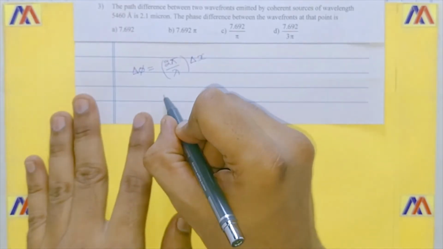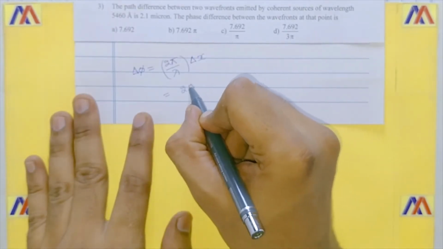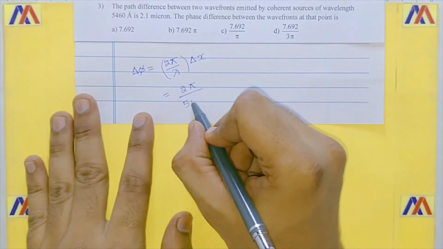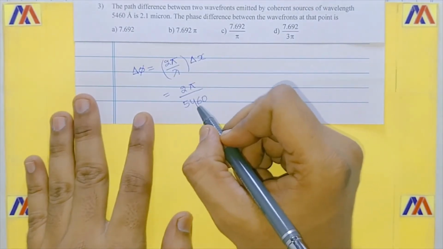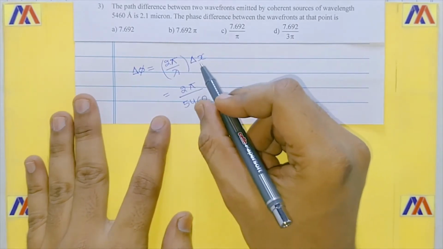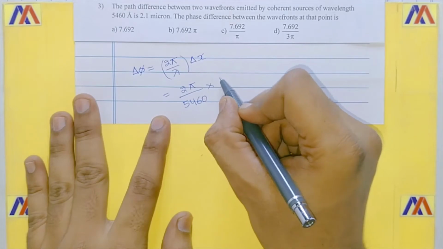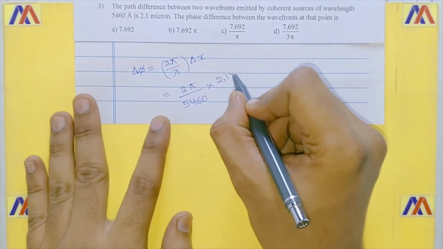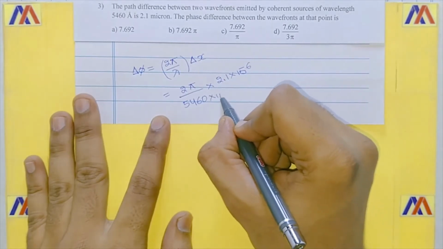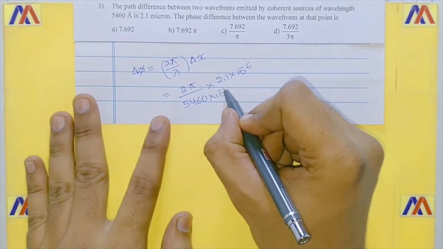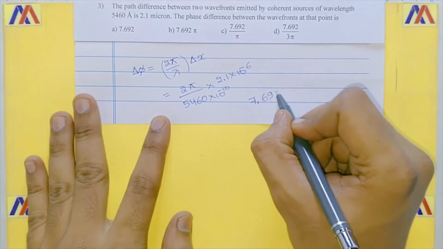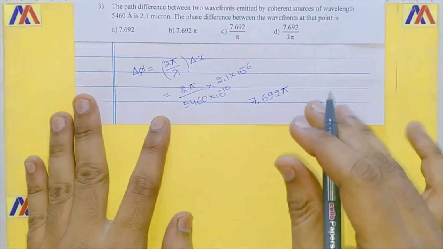Now substitute 2 pi divided by lambda, which is 5460 angstrom, into the path difference, which is 2.1 into 10 to the power minus 6. Solving this, we'll get the answer as 7.692 pi as given in option B.